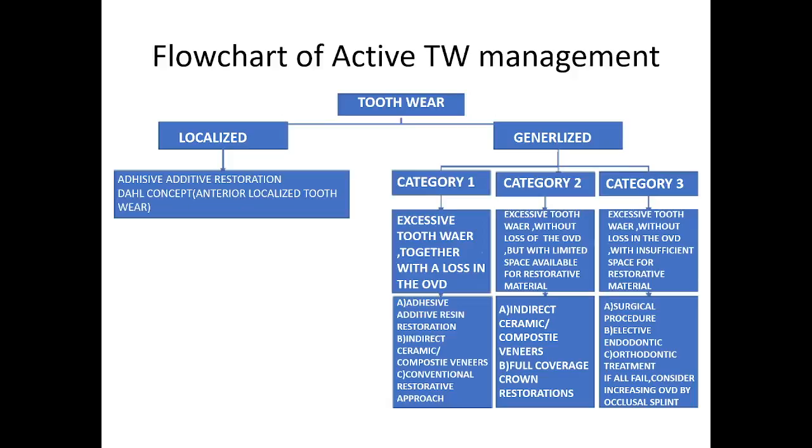Category 3, which is the most challenging and the most complicated category, is where there is excessive tooth wear without the loss in the OVD because the dentoalveolar compensation took place, and with insufficient space for restorative materials. So in this case, we need to go for surgical procedures like crown lengthening, or we can go for elective endo treatments, or sometimes we need to go for ortho treatments to do intrusion and extrusion for some teeth. And if all fail, we need to consider increasing the occlusal vertical dimension by using the occlusal splint.